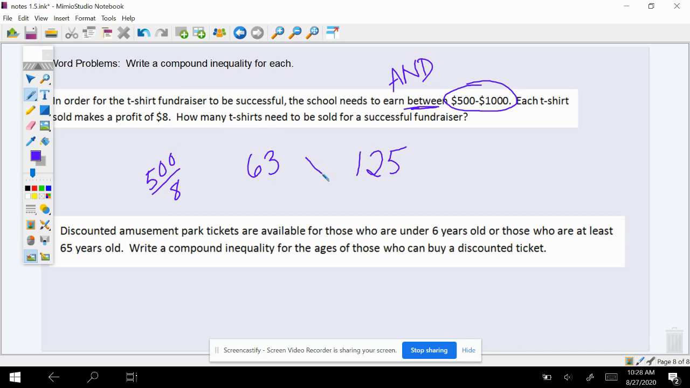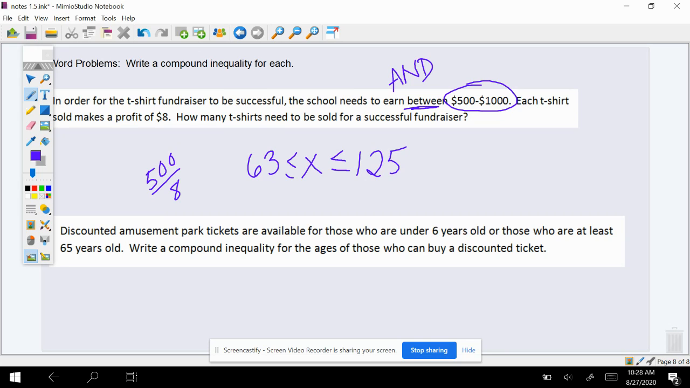My t-shirts are going to be in the middle. I'm just going to call it x. My inequalities should point towards the smaller number. You will need to sell. This one was exact. The 63, it was a little bit underneath, so we can put an or equal to there as well. So you're going to need to sell between 63 and 125, including 63. 63 would be successful, 125 would be successful in order to have your fundraiser.